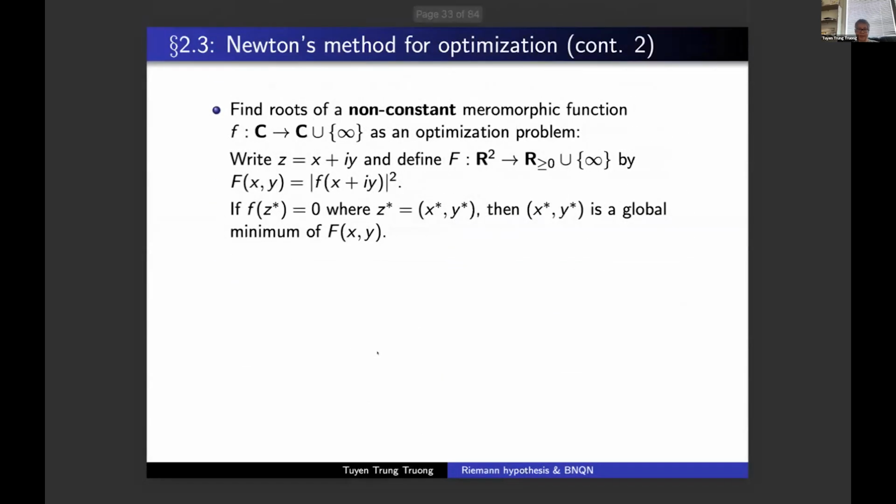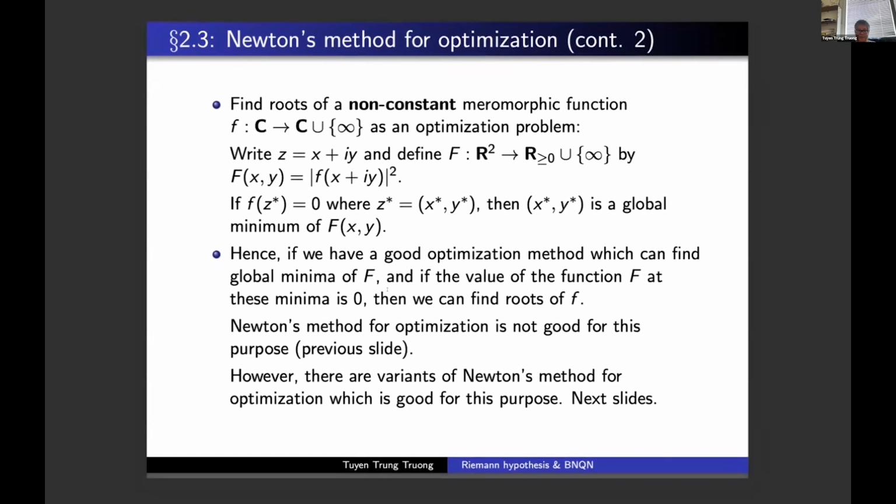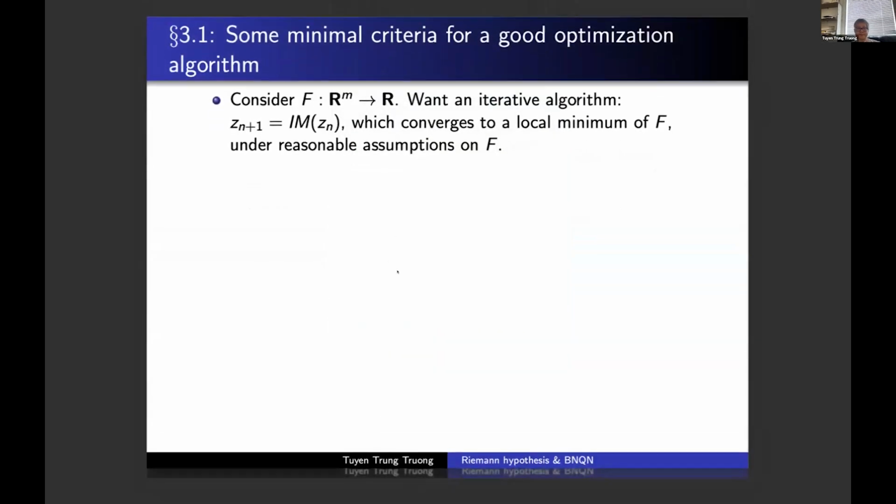Yeah. So then how can we find a root of a meromorphic function f? We look at the absolute value of f of x plus i y, squared, and then if we have a root, the capital F is always non-negative, and if it's 0, then it's the global minimum. So if we can find global minima of functions, then we can find roots. And so we can apply Newton method for optimization to find roots of the meromorphic function f by applying it to the absolute value squared. But as I said, Newton method for optimization still does not have good global convergence guarantees. Now I present this new method, BNQN.